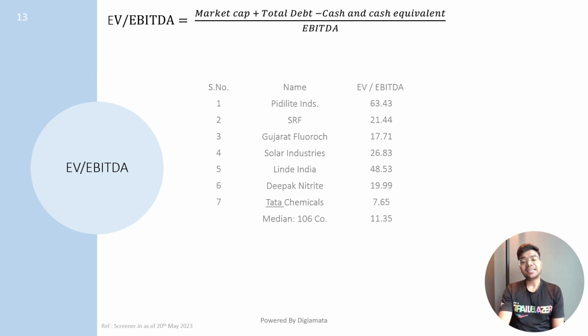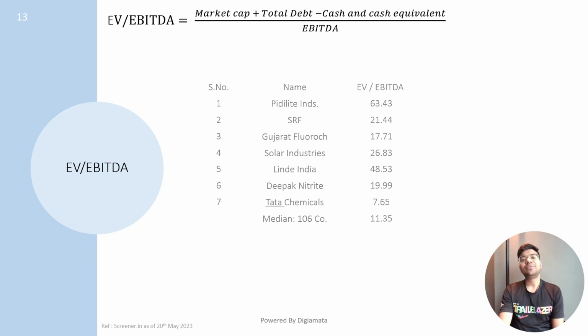As you can see, the Tata Chemicals EV by EBITDA is around 7.65. That means in 7.65 years, if my growth is 0% and my share price remains the same, I would be able to get my investment back. Well, for Pidilite, it is 63.43 years.